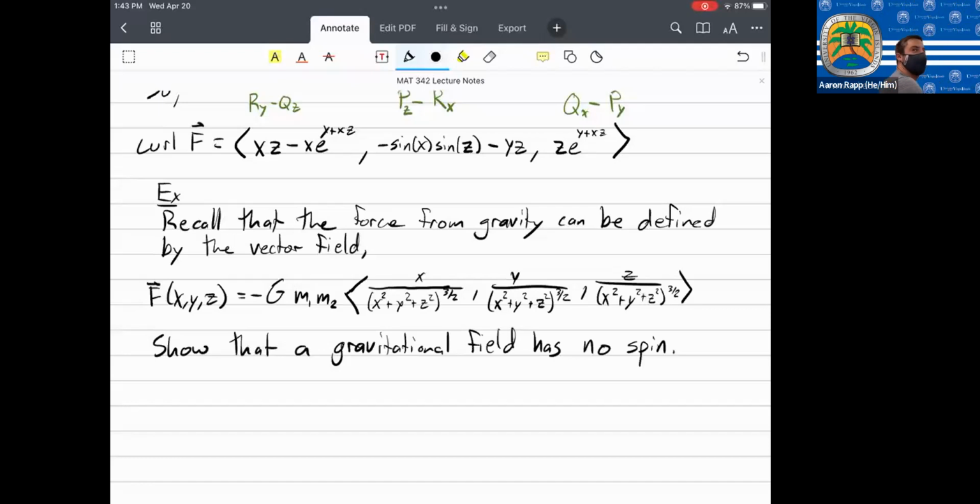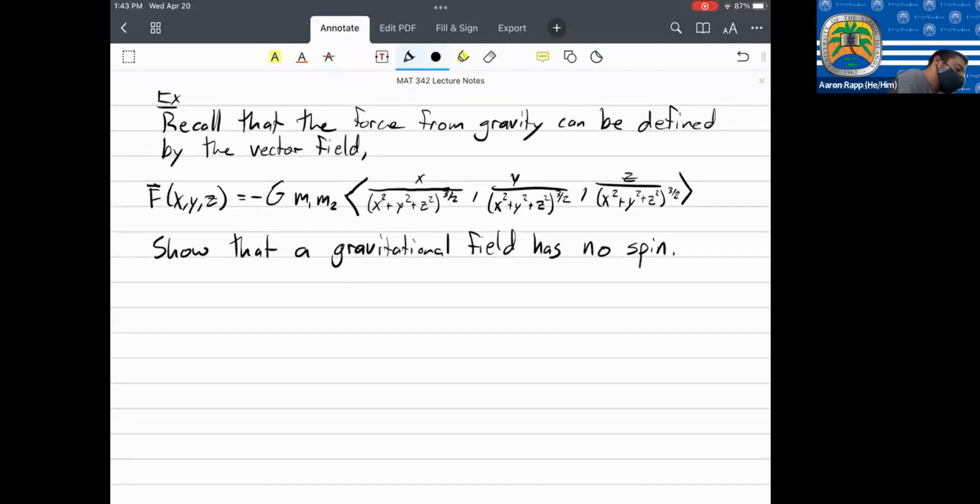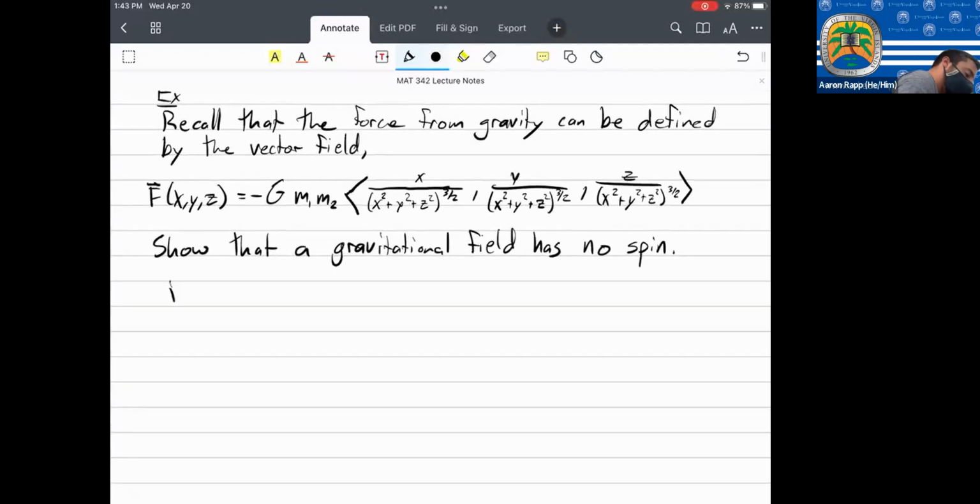So if I want to show that there's going to be no spin to this vector field, I'm going to calculate the what of the vector field? Yeah, the curl. So I need to find, okay, well, what is my x component? What is my y component? And what is my z component for this vector field? And then take the partials with respect to the other dimensions.